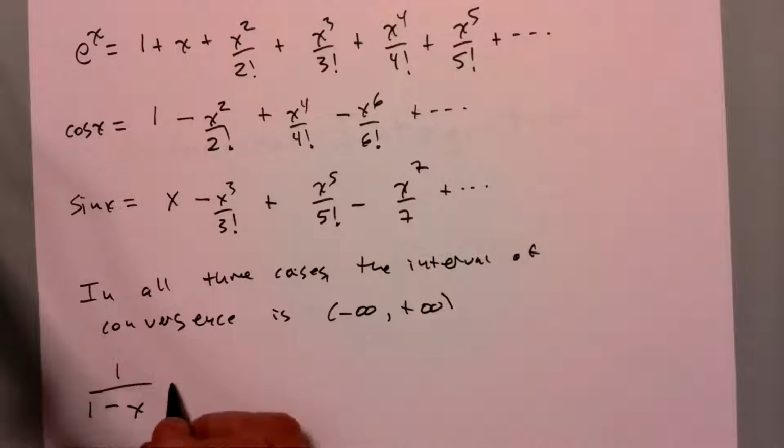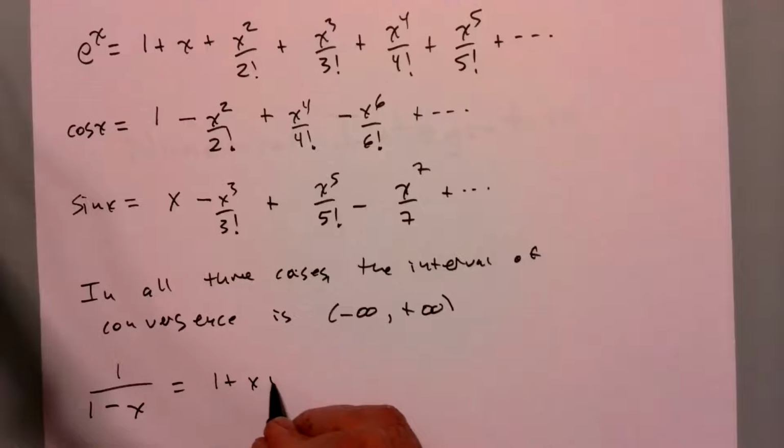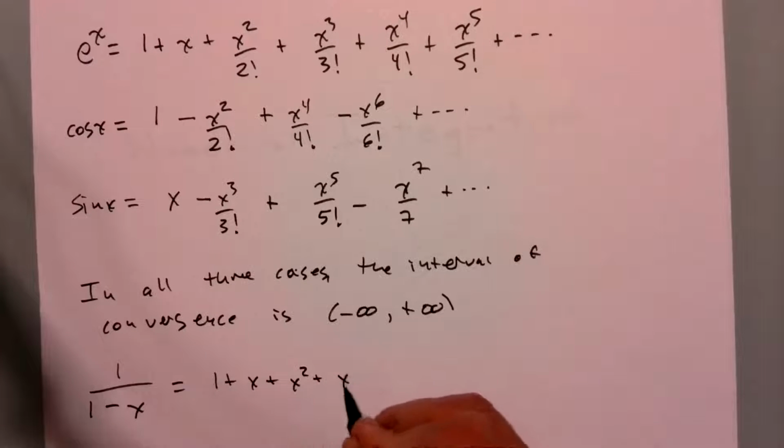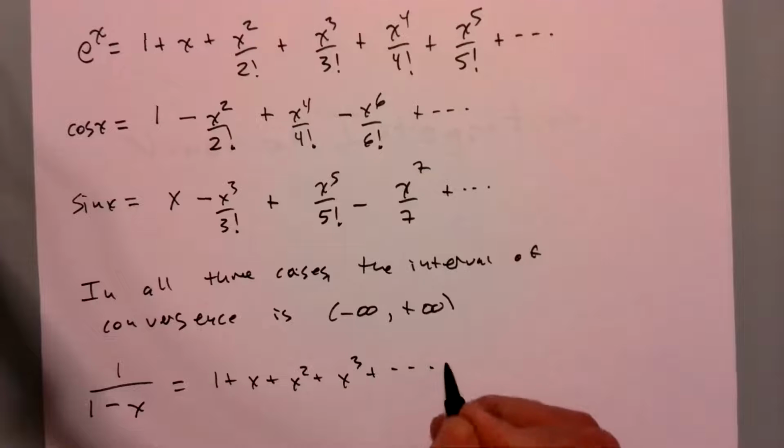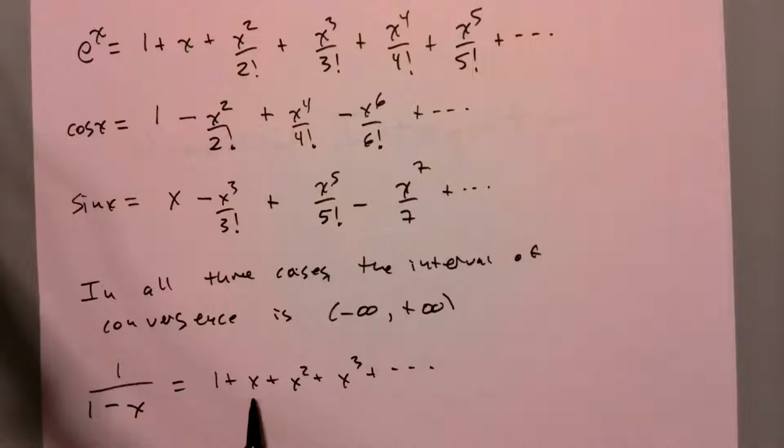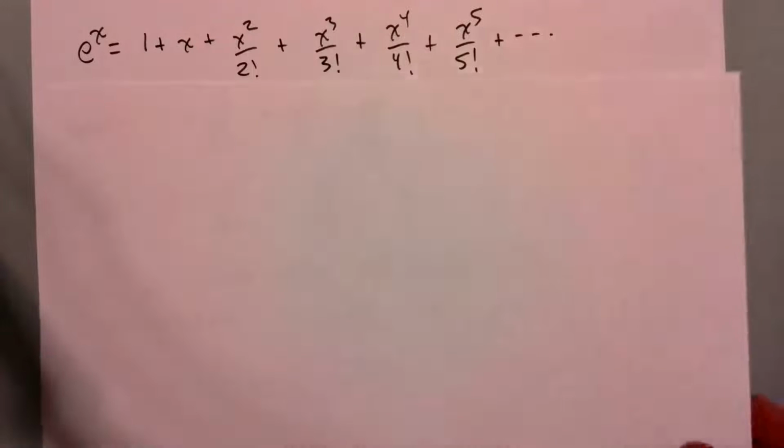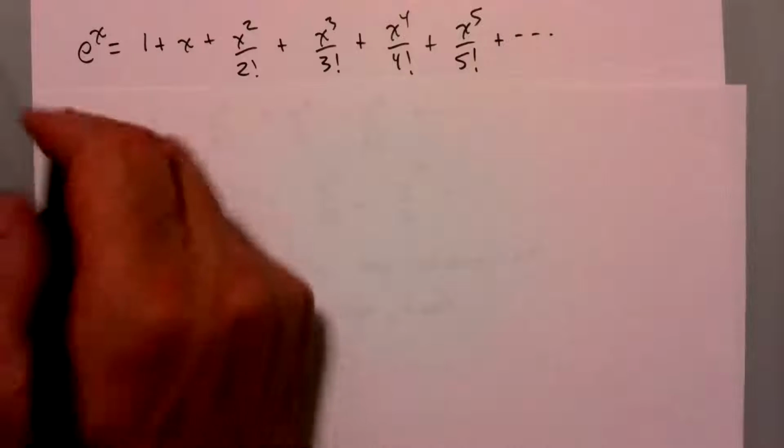1 over 1 minus x: the first term is 1, the common ratio is x. It is 1 plus x plus x squared plus x cubed plus dot, dot, dot. Notice your common ratio is x. So my interval of convergence here is what? From minus 1 to 1. So that's not quite as useful, but I want to take a look at the e to the x thing that we have. And here's going to be my goal. I want to integrate from 0 to 1 e to the negative x squared. This is one of our favorite functions, and let's take a look at how we can do that.